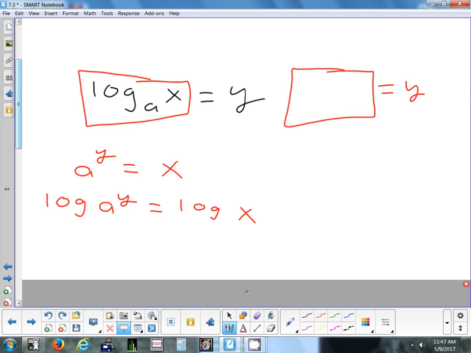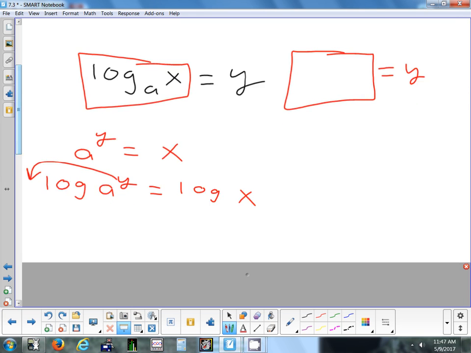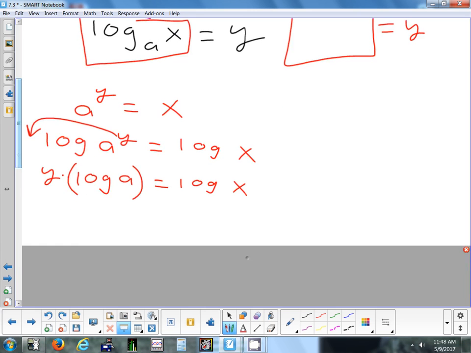You can put it in the front. That y is allowed to move in front. So I have y times log a equals log x. Now, how could I get y by itself there? What would I have to do to move that log a to the other side? Okay. Divide by log a.